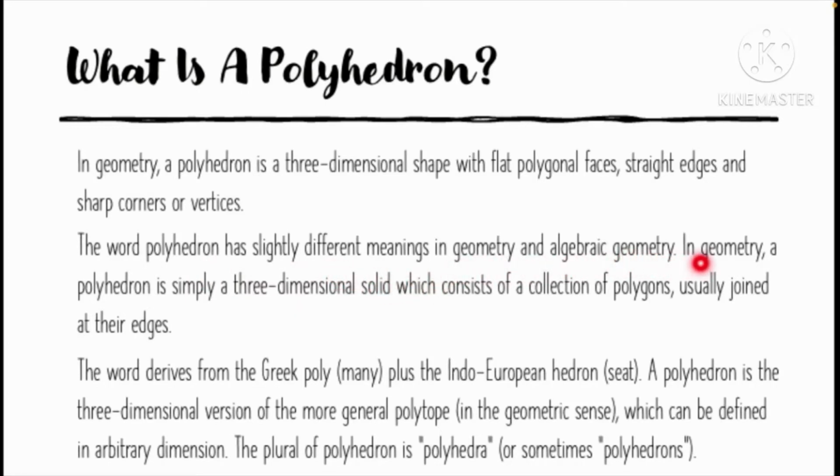In geometry, a polyhedron is simply a three-dimensional solid which consists of a collection of polygons, usually joined at their edges. The word derives from the Greek poly, meaning many, plus the Indo-European hedron, meaning seat. A polyhedron is a three-dimensional version of the more general prototype in geometric sense, which can be defined in arbitrary dimension. The plural of polyhedron is polyhedra, or sometimes polyhedrons.